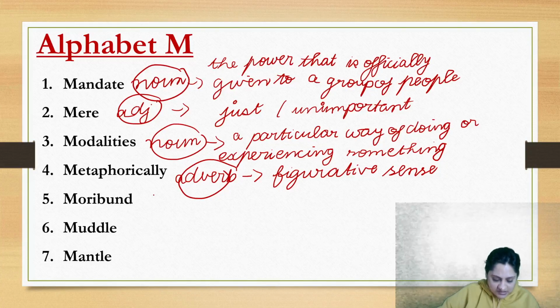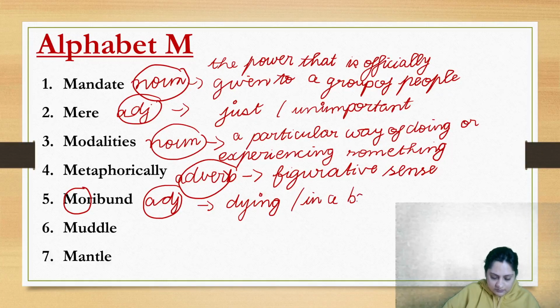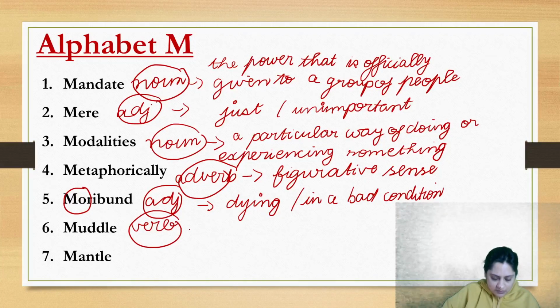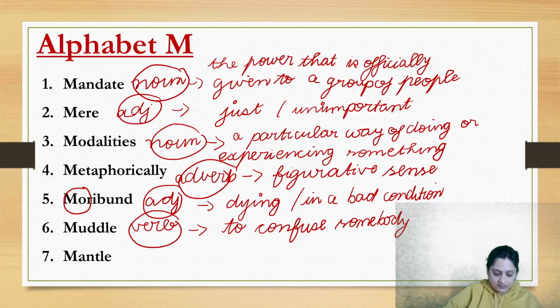Metaphorically is figurative sense. Moribund: MOR is a root word meaning related to death. So moribund means dying, in a very, very bad condition, something which is no longer effective, like a moribund industry, which might end totally very quickly. Muddle is a verb, meaning to confuse someone, to make things messy, to cause somebody to become mentally very confused.